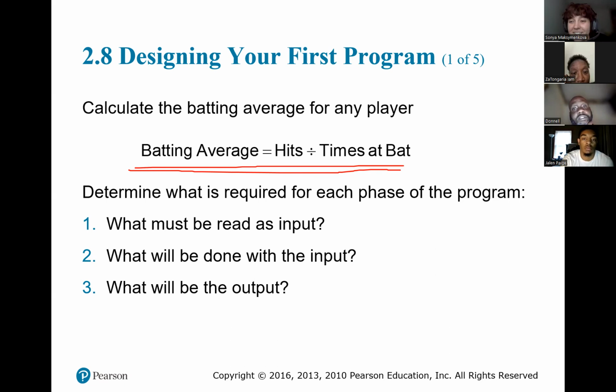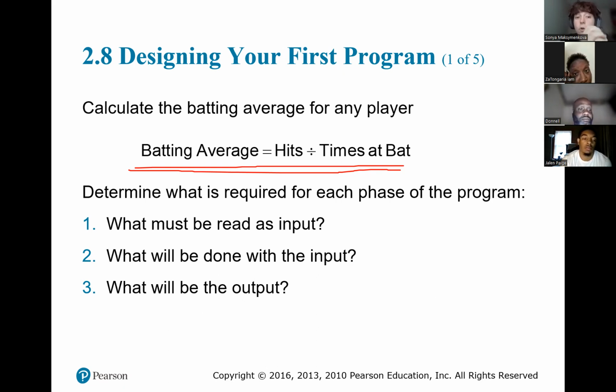And how many times they were at bat. Yeah, great. Okay, so we need to figure out the number of hits and the number of times they were at bat. Then what do we need to do with that input? What do we need to do with those numbers? And we're going to divide them. Exactly. So we need to make our calculations.